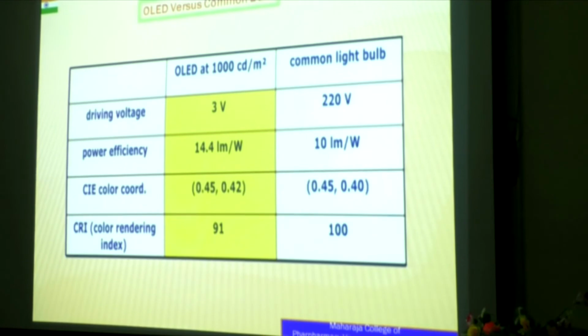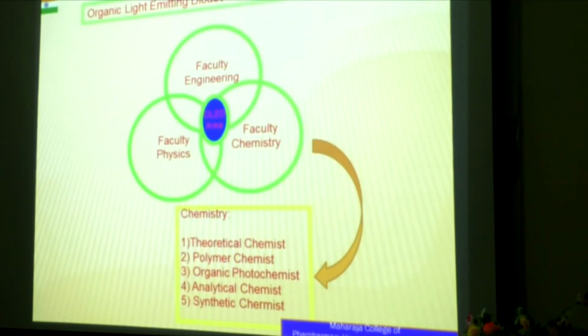Next slide. I think I should go quickly. Yeah, organic light emitting diodes involve engineering, physics, chemistry, and to an extent biology people also will be involved in it. Next.